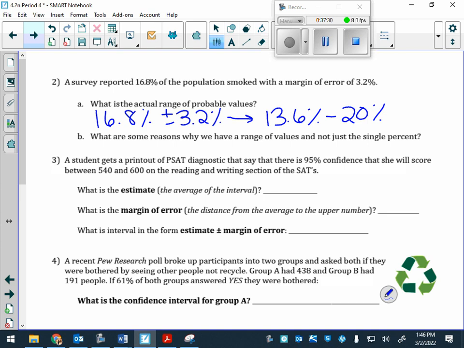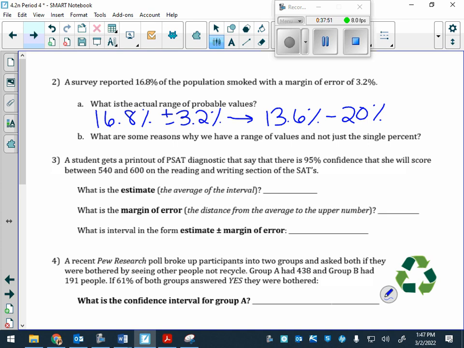So why do we have a range instead of just one percentage? Say, why can't it just be 16.8? Why does it have to be a range? Every value has to be considered. Okay. Okay. Nolan? Sample? Good. Anything else?